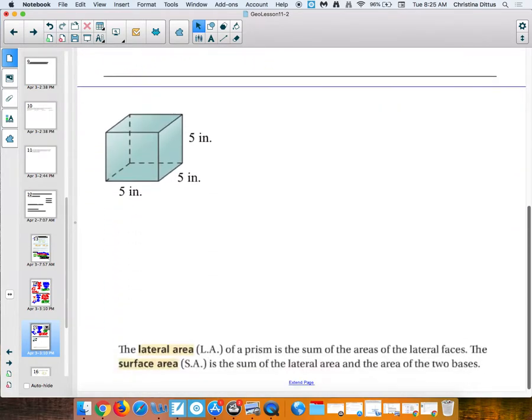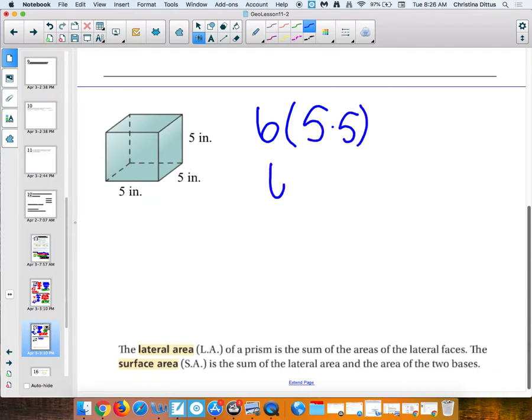What shape do I have? A cube. How many faces do I have? 6. What do I know about all those faces? They're all the same. So I have 6 faces, each 5 by 5, base 5, height 5. So each face is 25. Total 150 on your label, inches squared.